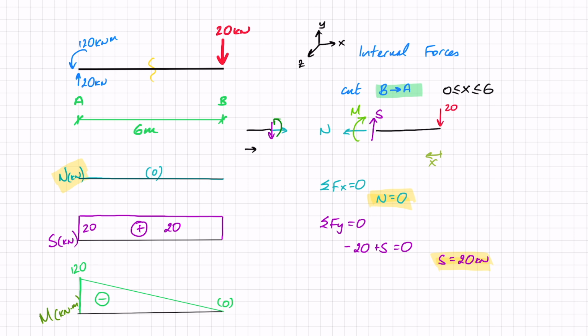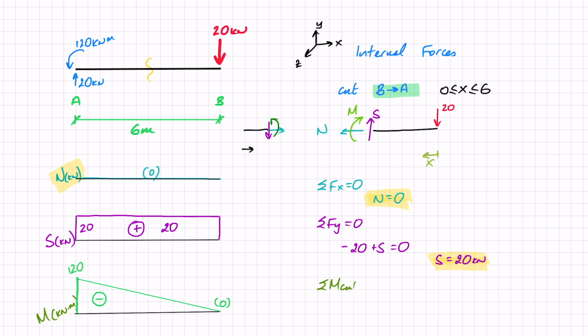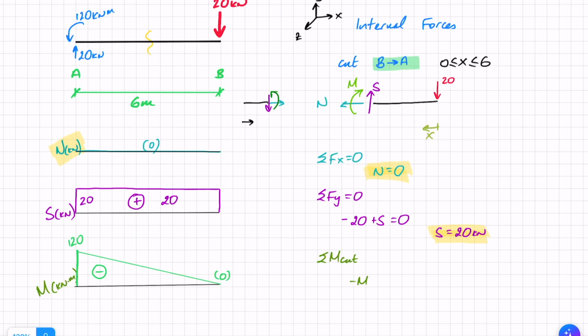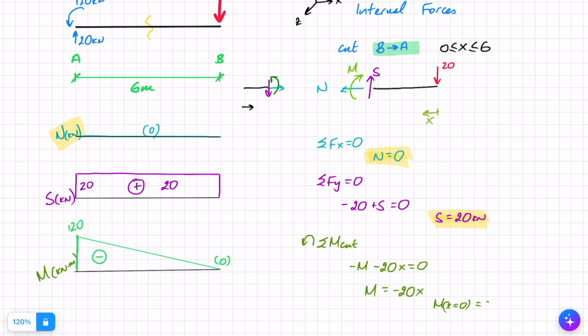And the last thing that I'm going to do is that sum of moments around the cut. So in this case, my moment is in the negative direction according to my sign convention, and I've also got minus 20 times x equals 0, so my moment at the cut works out to be minus 20x. In this case, when x equals 0, I'm at point B and I get 0. That matches up with what I got here. And when I am at x equals 6, so at point A, I get minus 120 kilonewton meters. The number matches up. Let's just check that the direction matches up as well.